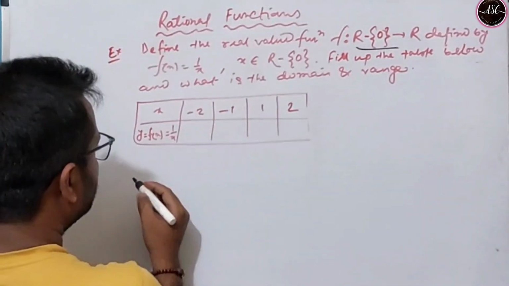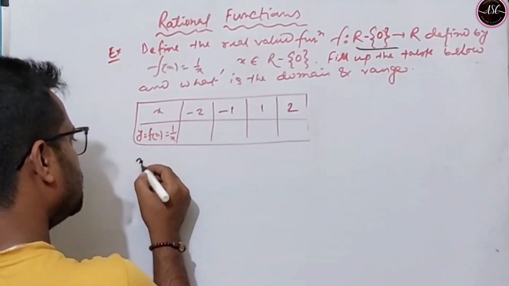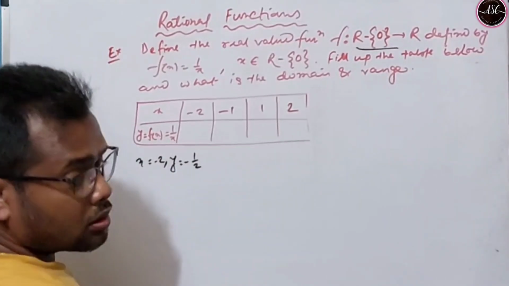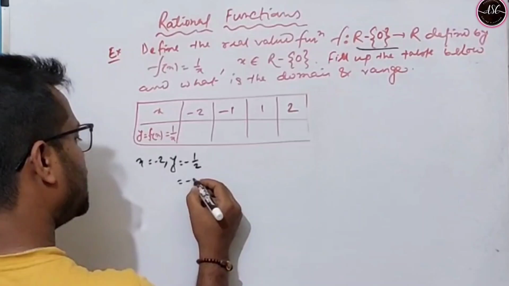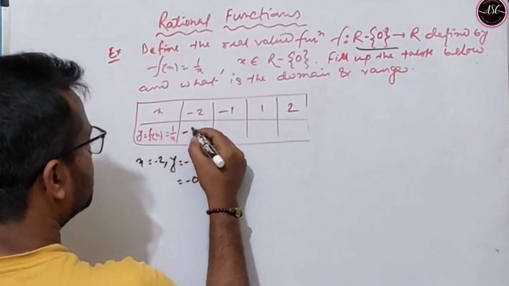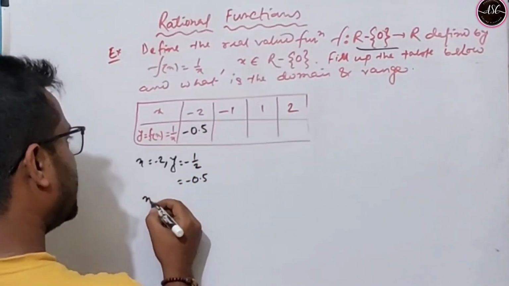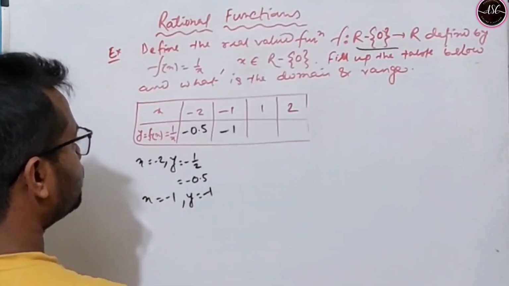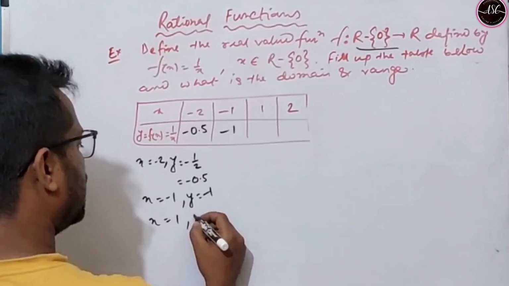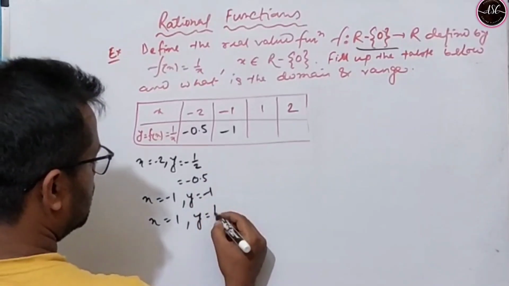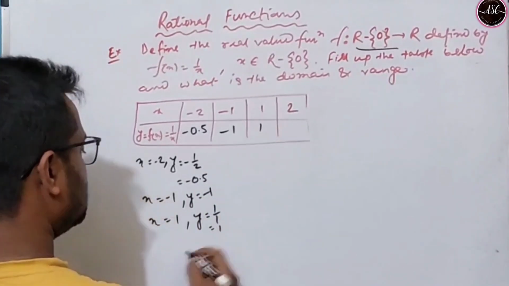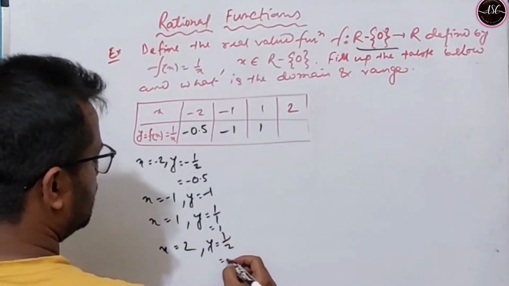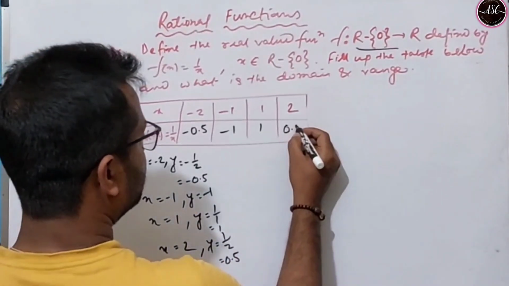If we put x equal to -2, then y equal to minus half, that means minus 0.5. If we put x equal to -1, then y equal to -1. If we put x equal to 1, y equal to 1 by 1, that means 1. If x equal to 2, we get y equal to 1 by 2, that means 0.5.